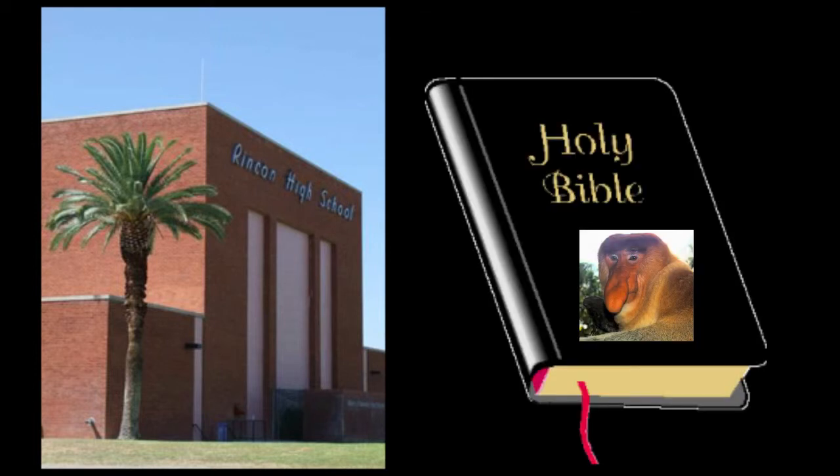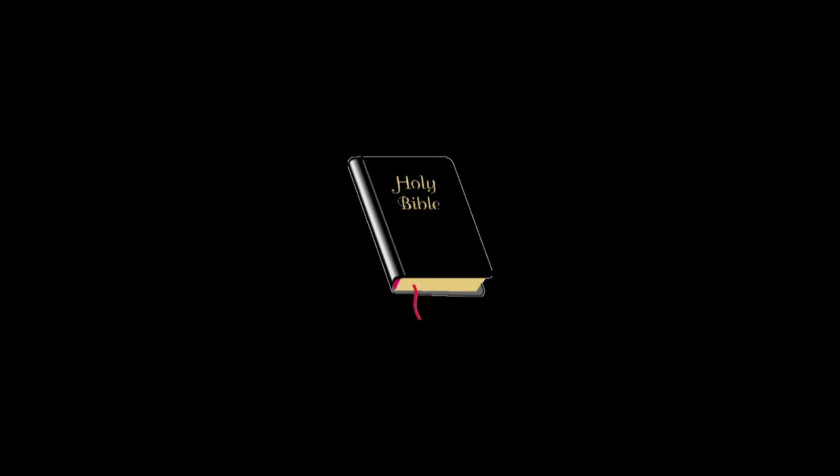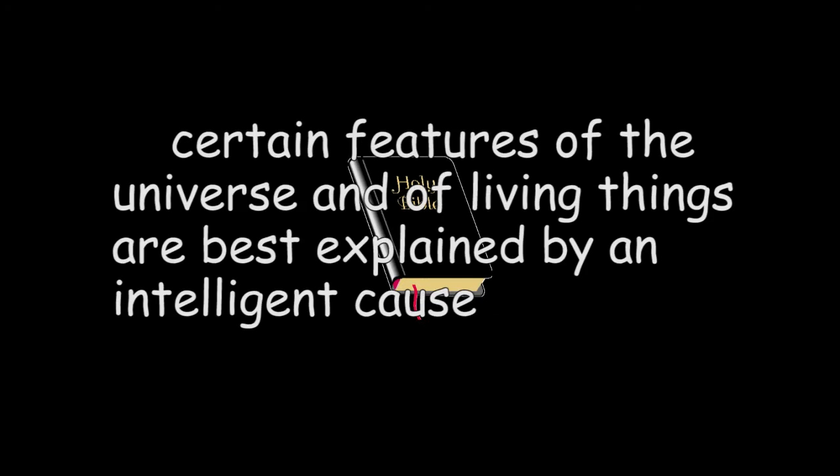their schools, which is a modified version of creationism and is considered a pseudoscience. This form of creationism states that certain features of the universe and of living things are best explained by an intelligent cause, which means that humans and animals were built by some sort of higher intelligence, although not saying what could have created it.